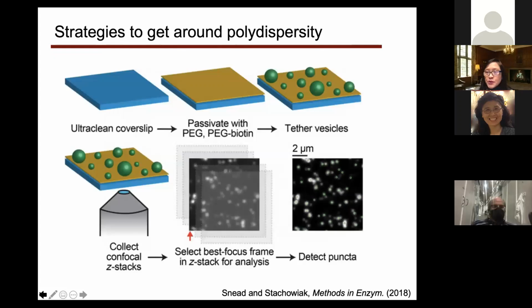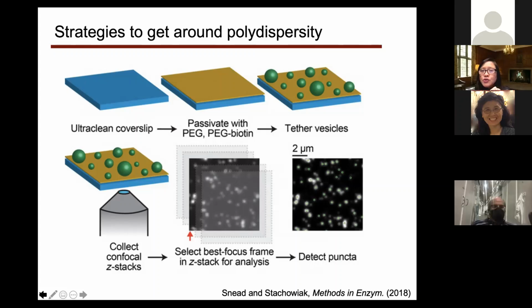So there has been a strategy put in place in order to really get around this polydispersity. This is a method by the Stachowiak group that looks at a polydispersed sample of adsorbed vesicles on a surface, but by picking the particular focal plane that you look at, you select out a certain size on which you are doing your analysis of this overall polydispersed system. So that's one way to get at this.